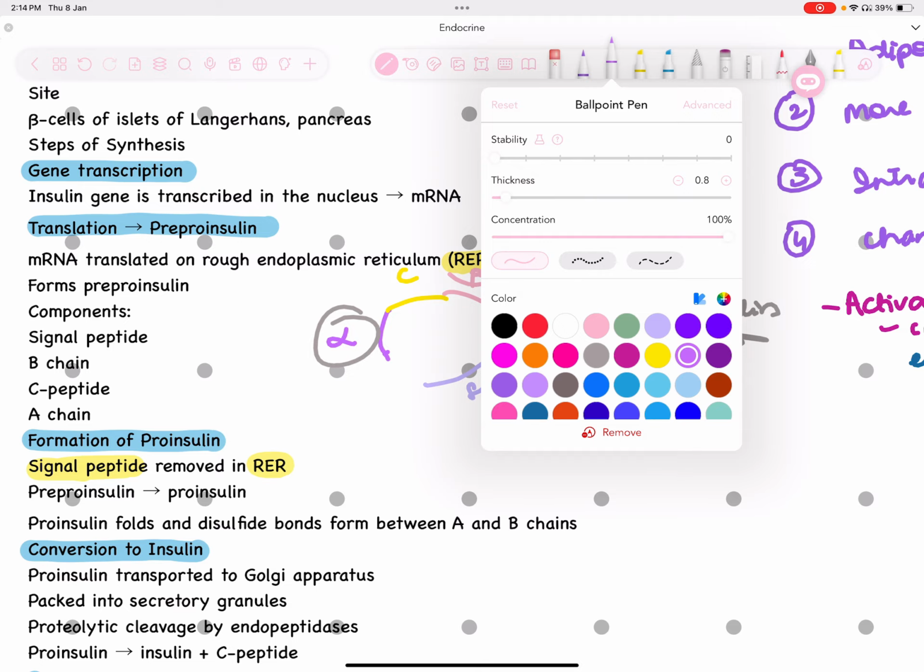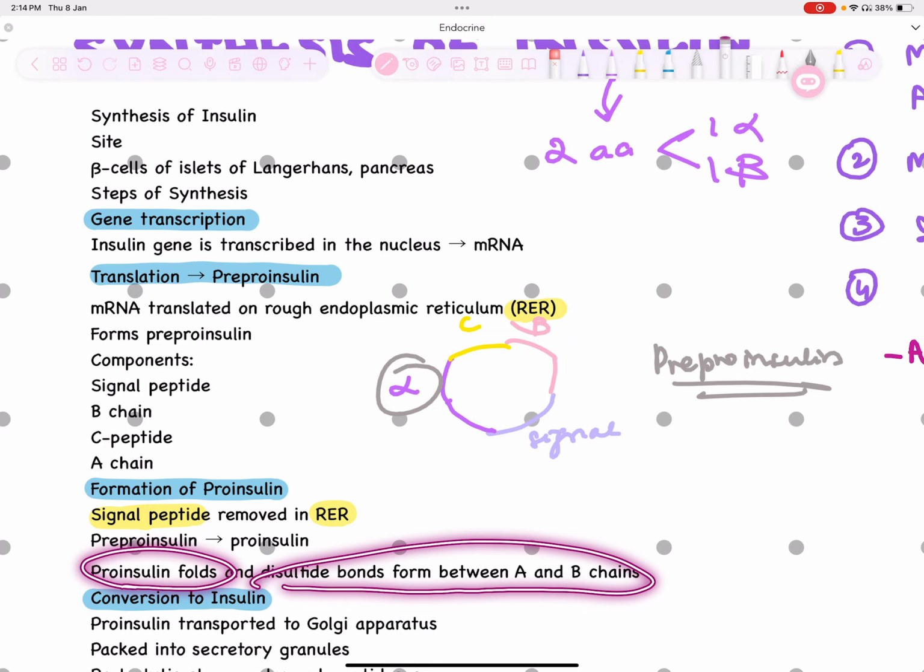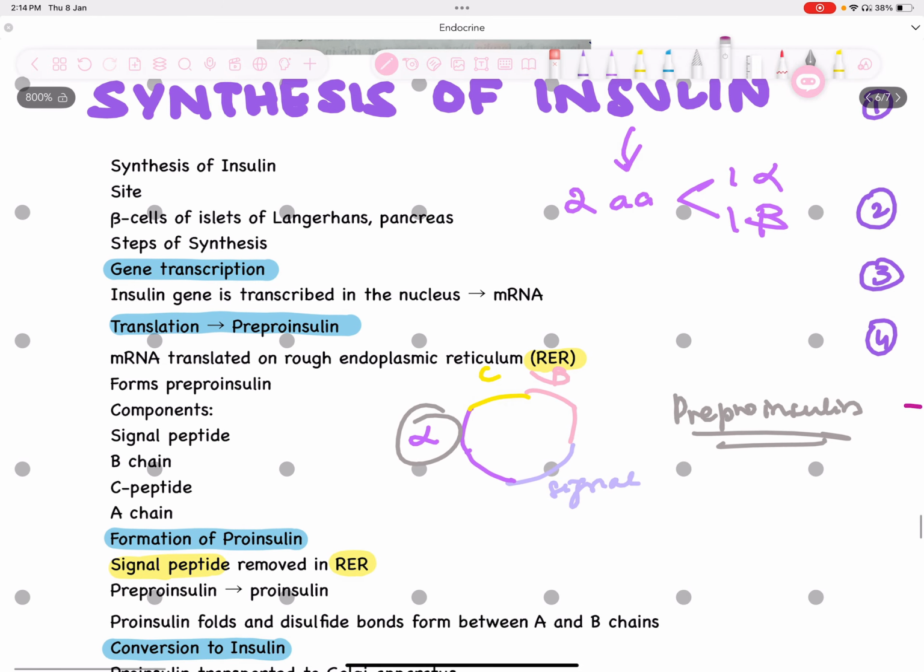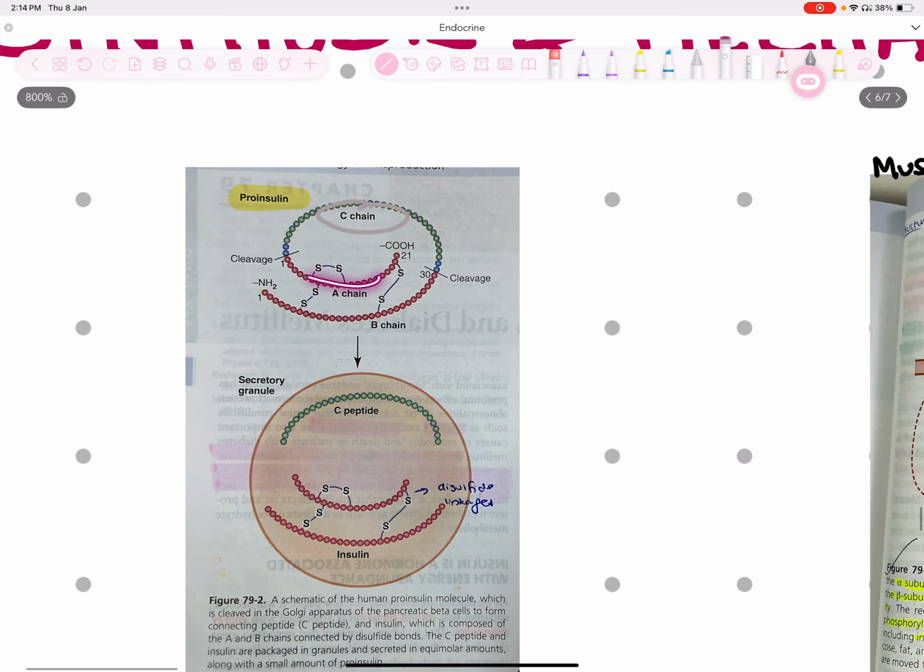Signal peptide is removed, and that's when pre-proinsulin gets converted to proinsulin. And this happens where? In the rough endoplasmic reticulum. In rough endoplasmic reticulum, the signal peptide is removed, and the proinsulin folds, and disulfide bonds form between the alpha and beta subunit. So this is the proinsulin that you can see right here: A chain, the alpha chain, the beta chain, and there's a C peptide chain, which is the connecting chain.